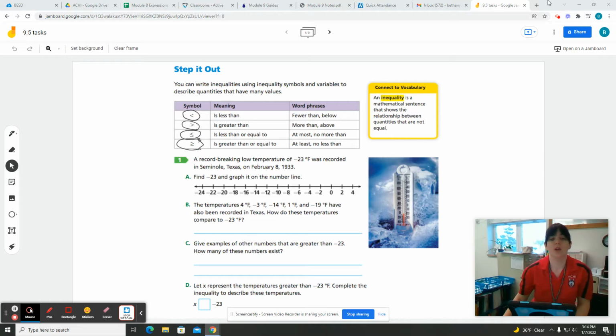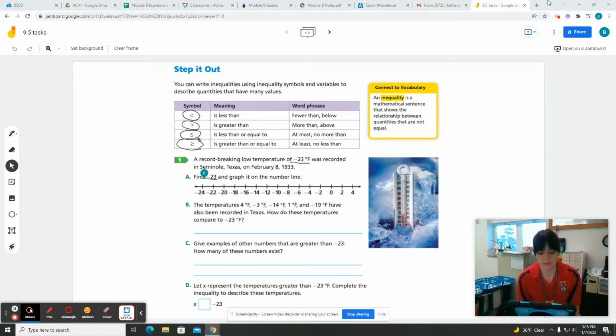All right, an example of this: a record-breaking low temperature of negative 23 Fahrenheit, that is extremely cold, was recorded in Seminole, Texas on February 8th, 1933. Part A, find negative 23 and graph it on the number line. So we need to graph negative 23.